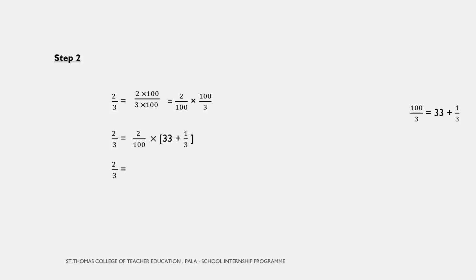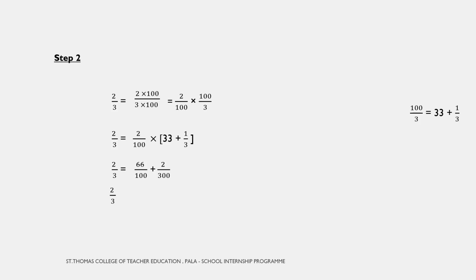Tell me the next step. Yes. Multiplying both numerator and denominator with 100 and then splitting it as 2 by 100 into 100 by 3. Again, we are dividing 100 by 3 and writing it as 33 plus 1 by 3. If you have any doubt, do it and write 33 plus 1 by 3. What was the next step? Yes, applying distributive property, and the first term becomes 66 by 100 and the second term is 2 by 300.